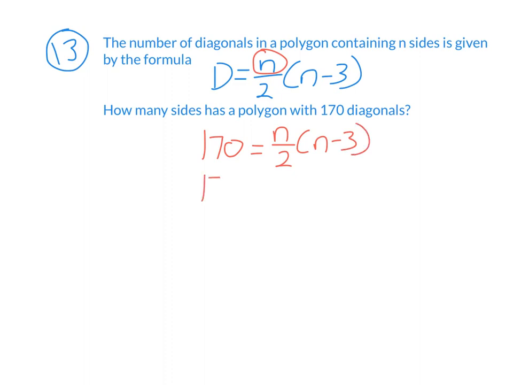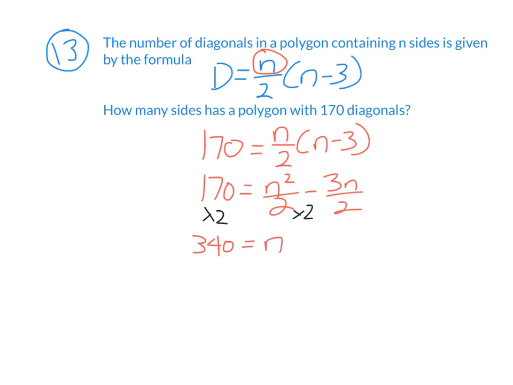So we get 170 equals n over 2 times n gives you that. N over 2 times 3 just gives you 3n over 2. Now here, it's probably looking a bit different because there are some fractions. So let's get rid of the fractions. Let's times each side by 2. So if I times 170 by 2, I get this. If I times n squared on 2, I get this. And if I times 3n on 2, I just get 3n. So I've multiplied each side by 2.